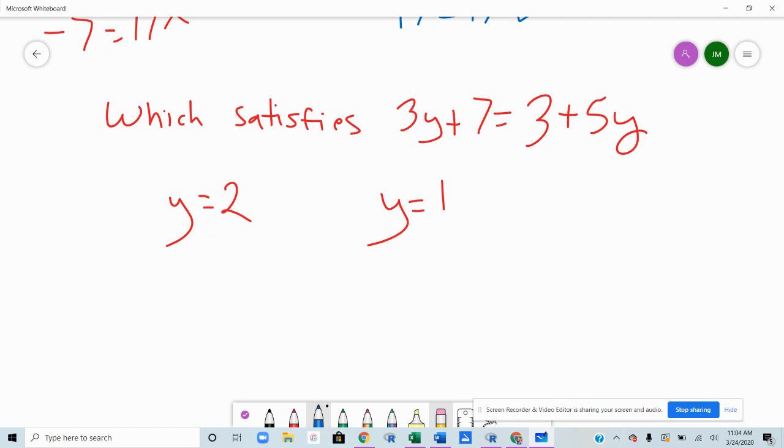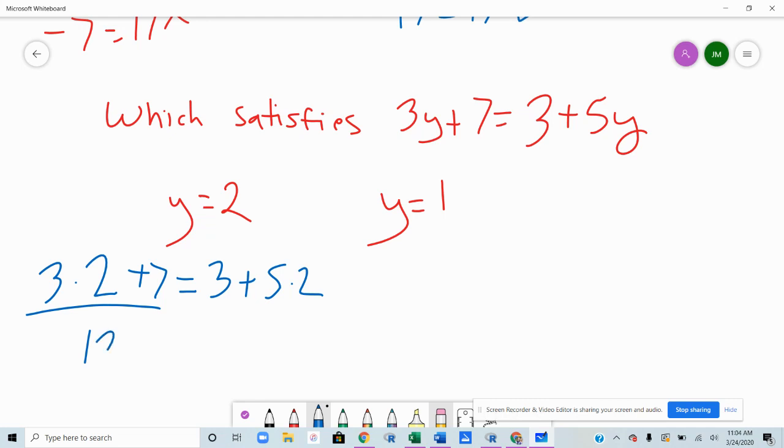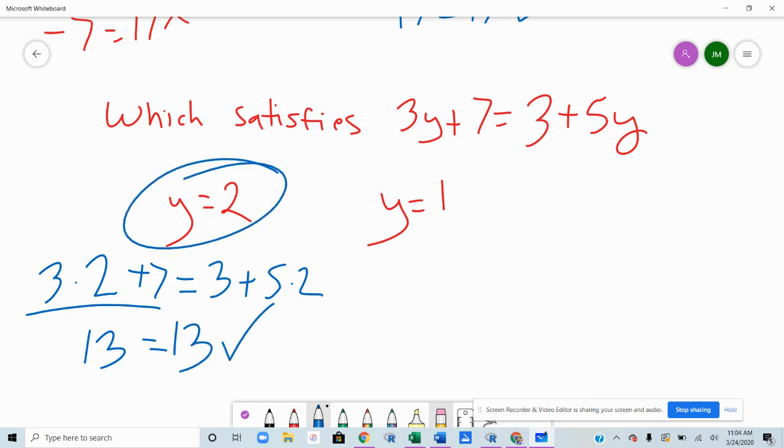So in this case, you need to plug y into both places. So we're going to check y equaling 2 first. We're going to do 3 times 2 plus 7, and we're going to see if that equals 3 plus 5 times 2. Okay, the left side, you can type in your calculator 3 times 2 plus 7 and see what you get. You would get 13. Do the same thing with your other side. 3 plus 5 times 2, type that in your calculator if you need to, and you get 13. And does 13 equal 13? Yes, it does. There's your answer.